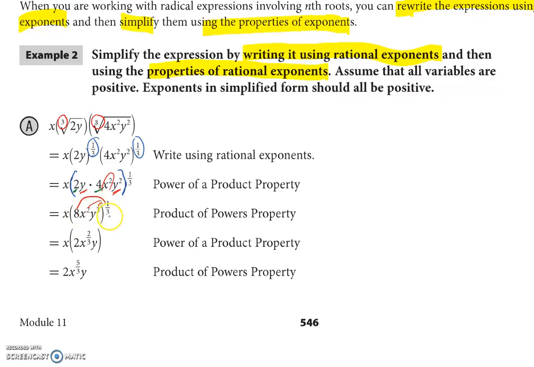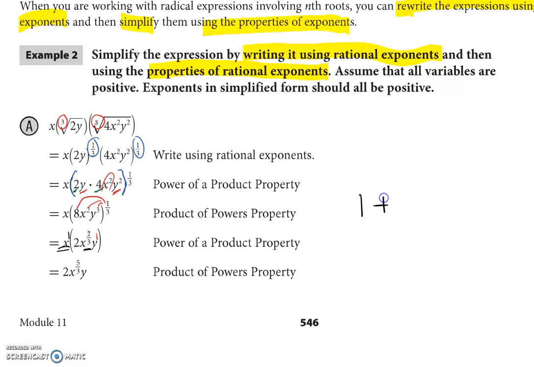8 to the power of 1/3 is the cube root of 8, which is 2. 2 times 1/3 is 2/3, and 3 times 1/3 is 1. The last thing I see is that I have an x here, which has an exponent of 1, and an x here, which has an exponent of 2/3. So I can go ahead and add those exponents.